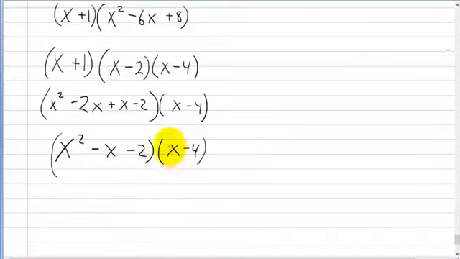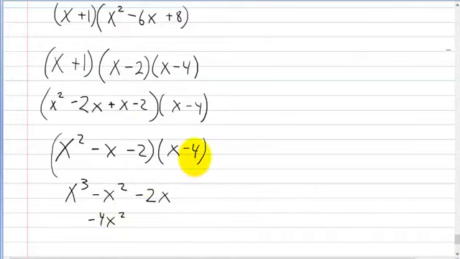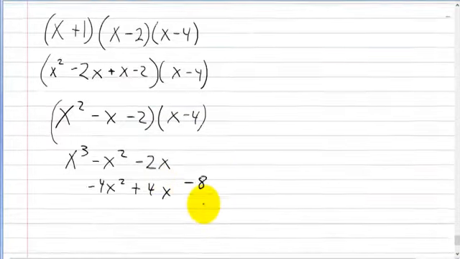Multiplying the x into all of this, I get x cubed minus x squared minus 2x. Next, I'm going to multiply the negative 4 in. Negative 4 times x squared is negative 4x squared. Negative 4 times negative x is going to be plus 4x. Negative 4 times negative 2 is going to give us negative 8. Now I just add them up.